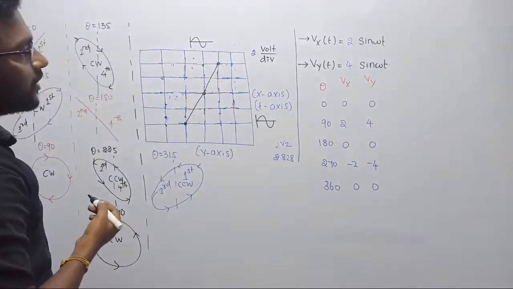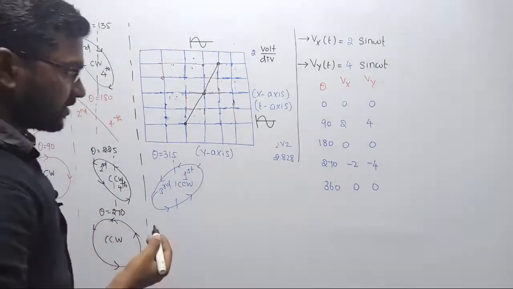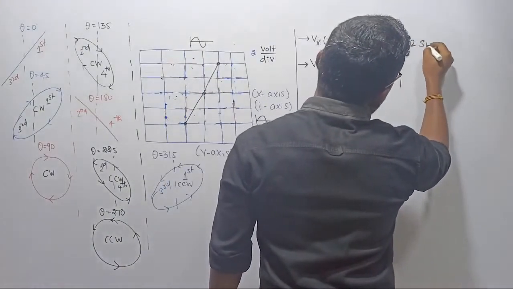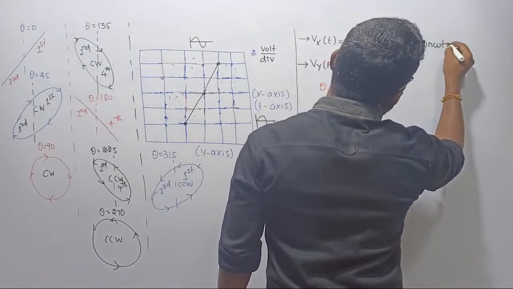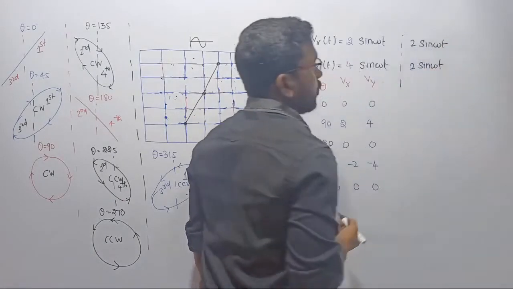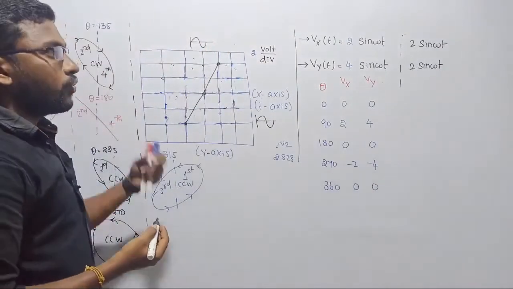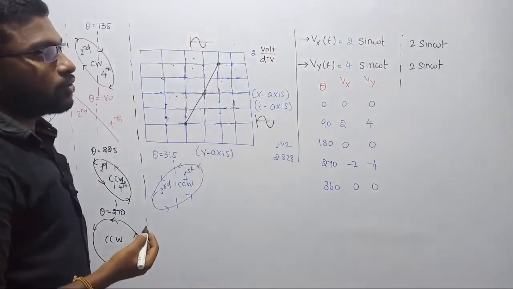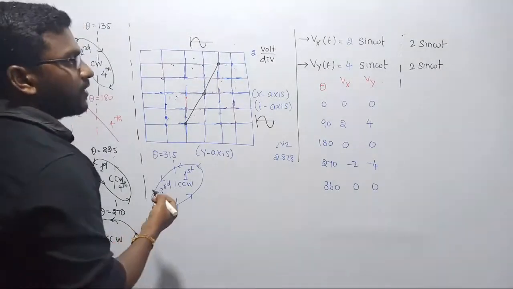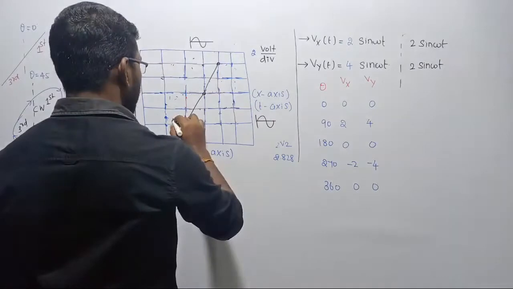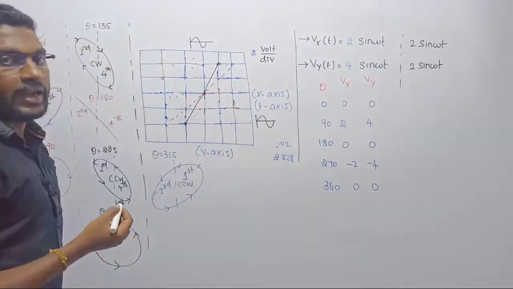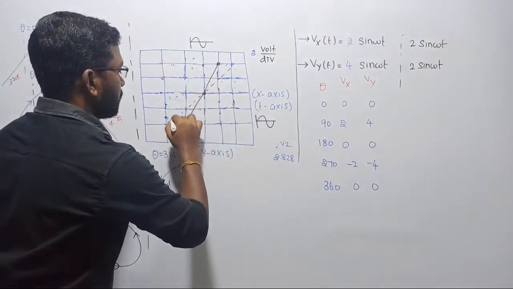What is the difference between the previous case and the present case? Let us go to the previous one. Initially I was placing 2 sin omega t and 2 sin omega t at this point. When I considered 2 sin omega t and 2 sin omega t without any phase angle displacement, what type of pattern did we get with the same magnitude? We got a pattern like this: exactly at 45 degrees we got a line.